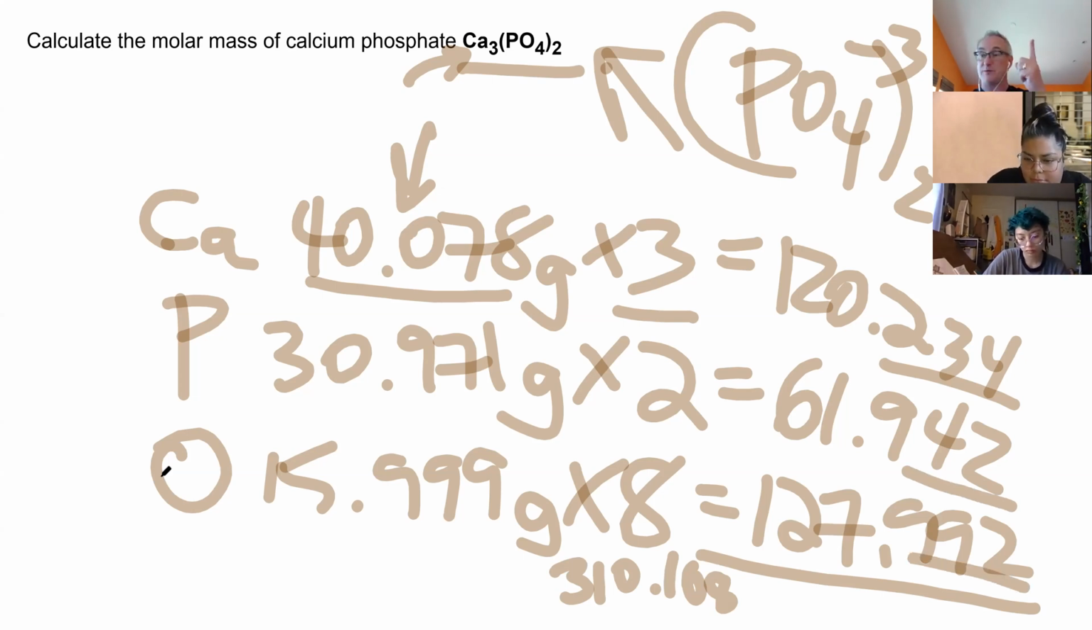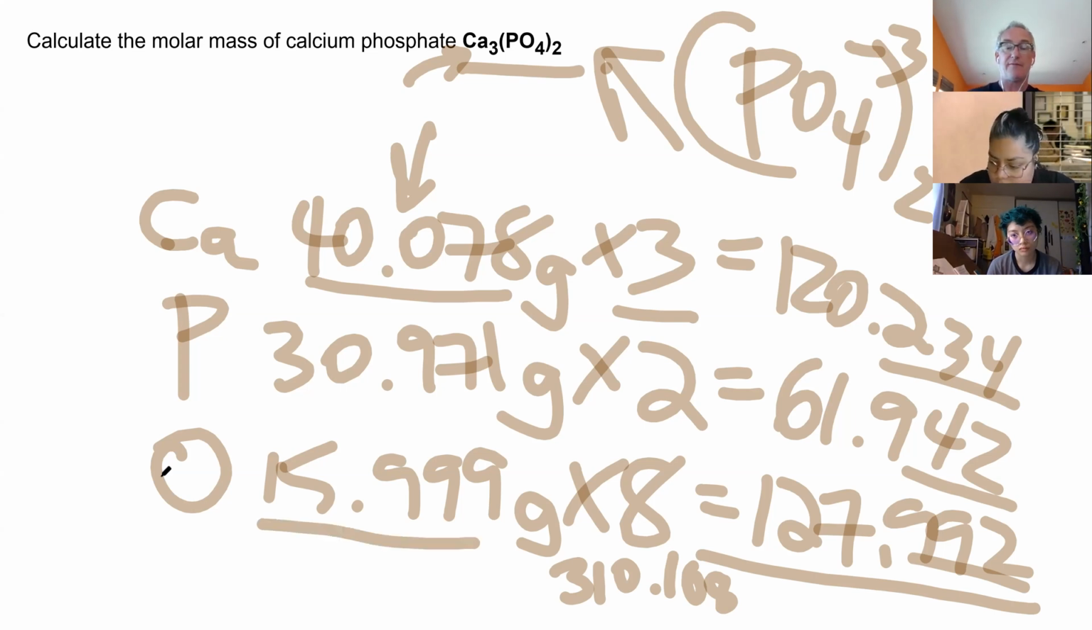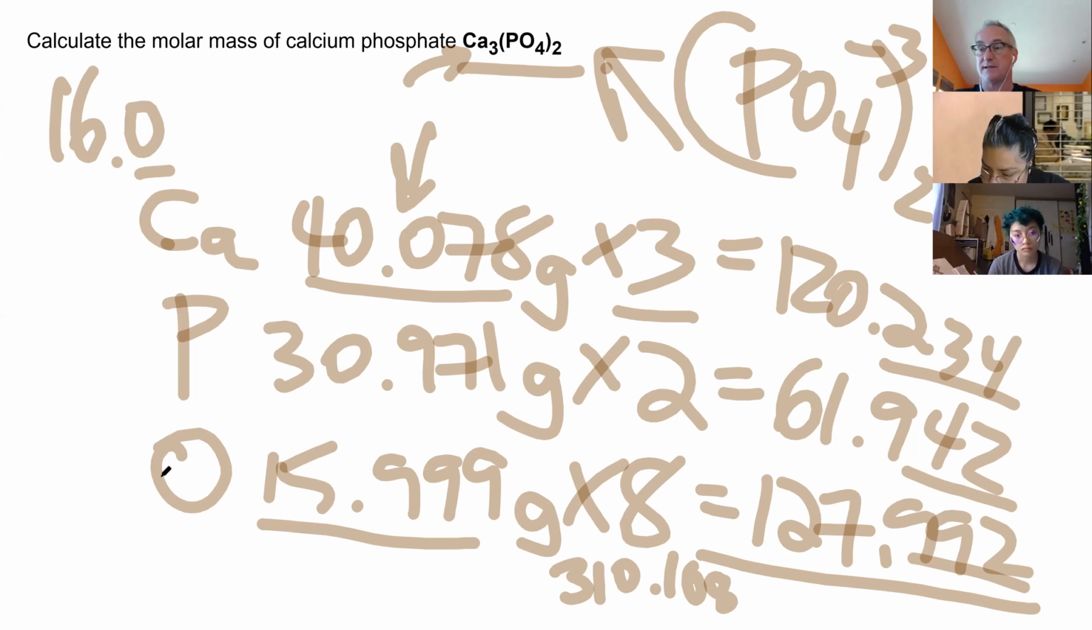Now, this would be if you looked on whatever you used as your source for atomic masses. They're not always going to have the same number of digits. Like, for instance, oxygen often is rounded to 16.0. If that's the number you're using, then you can only use 1 digit past the decimal, okay?